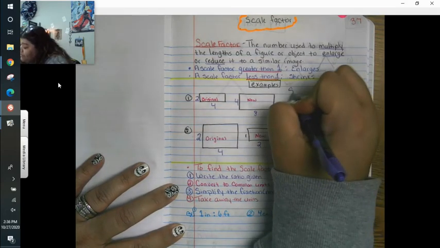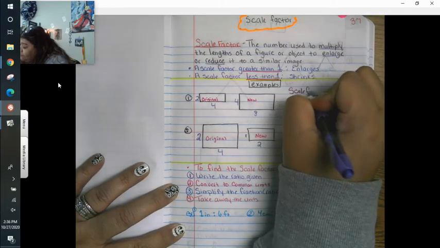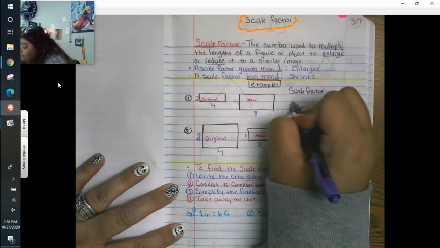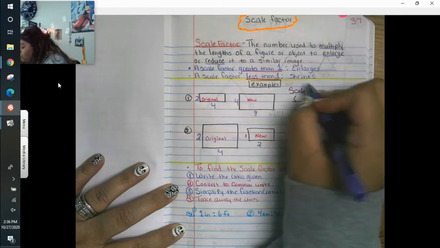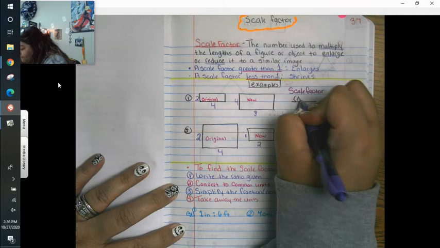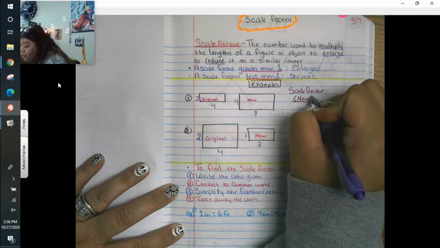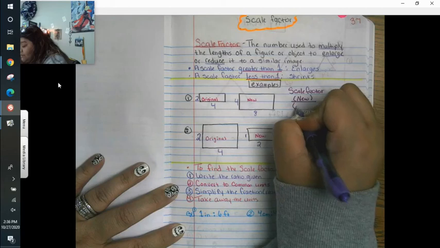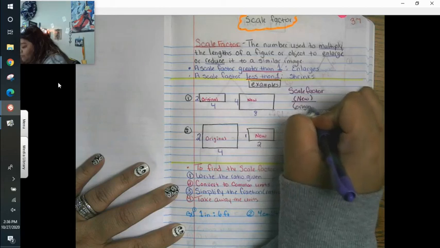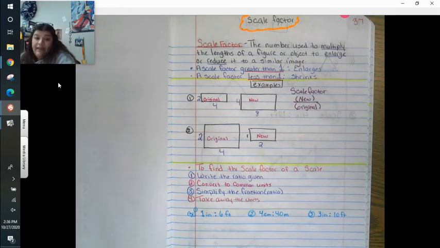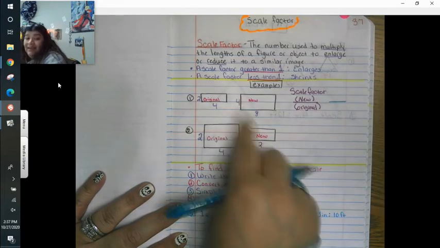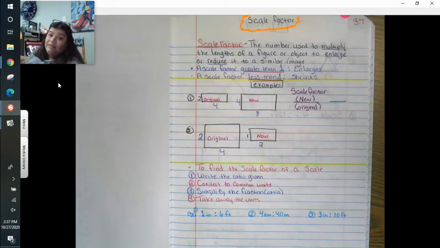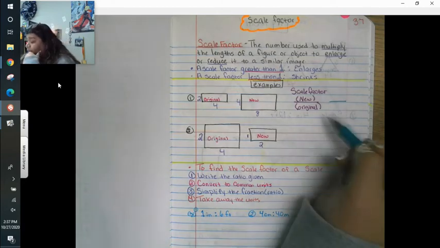So to get the scale factor, this is how you set it up. The top number is your new figure. The bottom one is the original. And then you just simplify that fraction. That's all you have to do. So let's plug in the numbers here. You can pick any side you want. You're going to get the exact same scale factor, and I'll prove it to you in this first example.